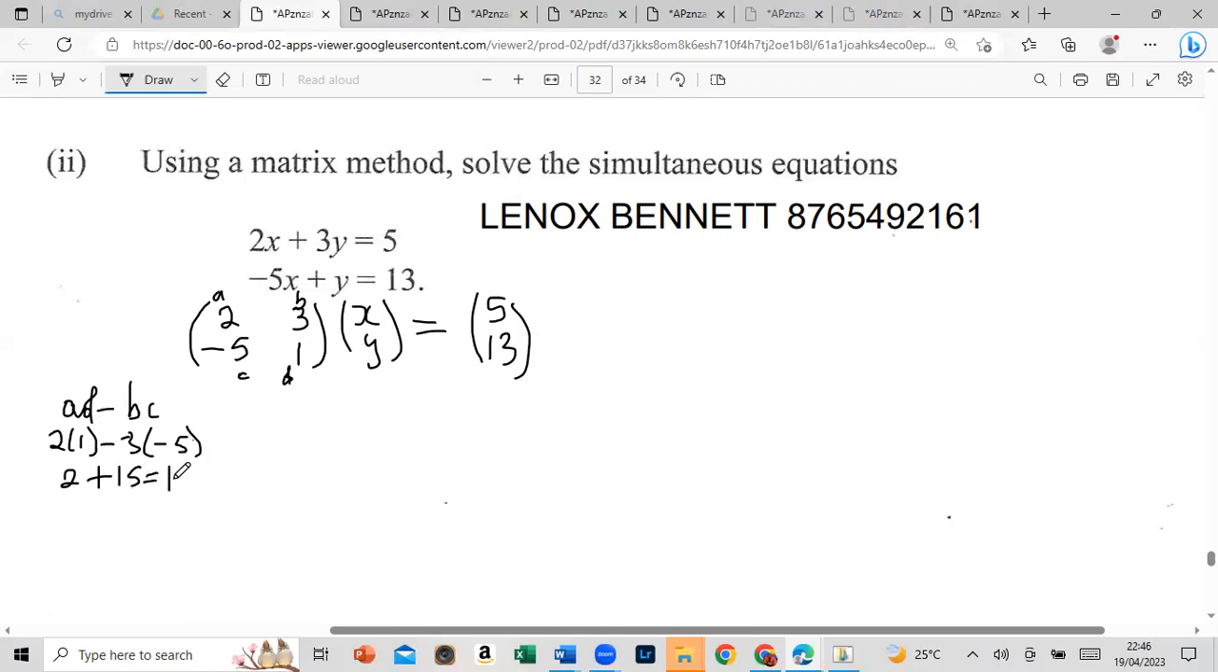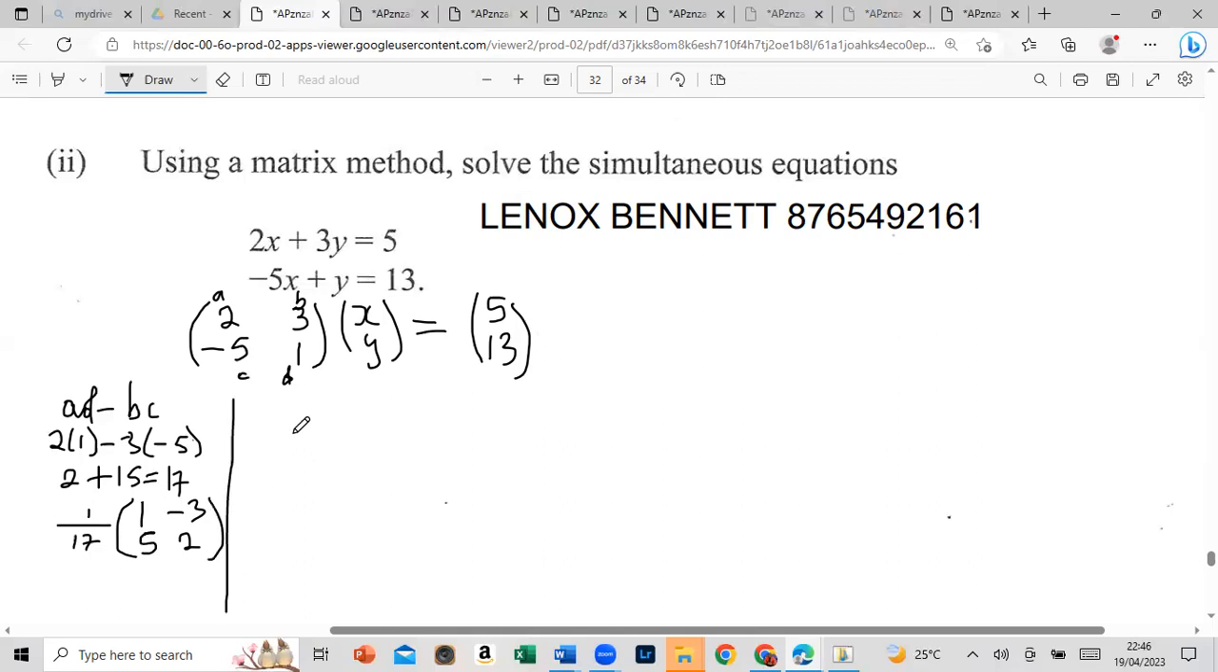But guess what? We're not done yet. So we put 1 over the determinant, which is 17. Next, we want to swap the position of A and D. So A is 2, so we have 1 here, and 2 there. And then we change the sign of the second diagonal. So we have positive 3, that becomes minus 3, and this becomes positive 5. If you don't know how to find the inverse of the matrix, look on the channel and look that up.